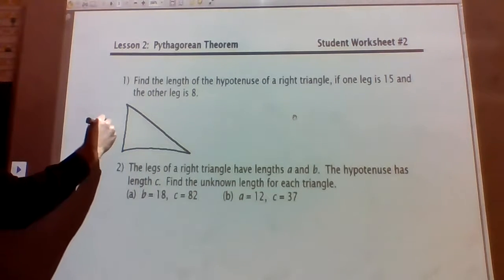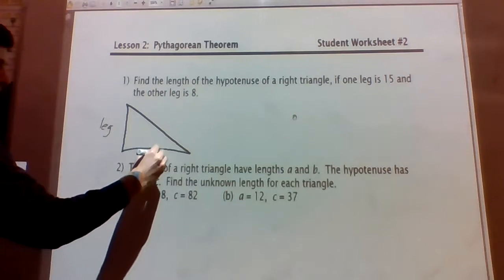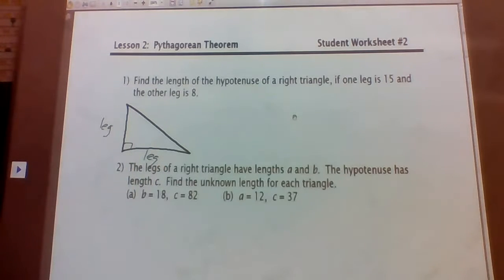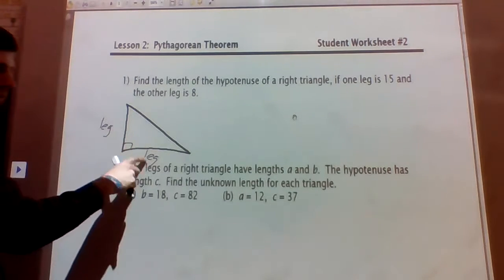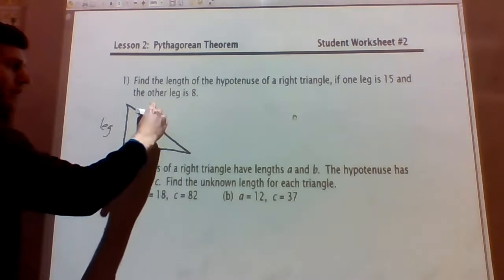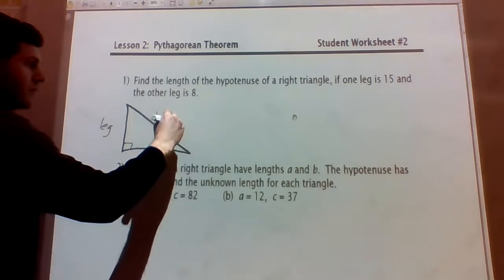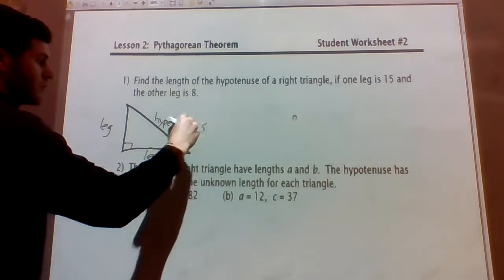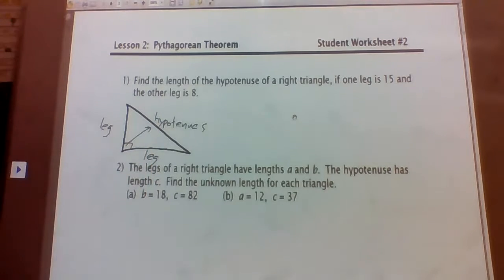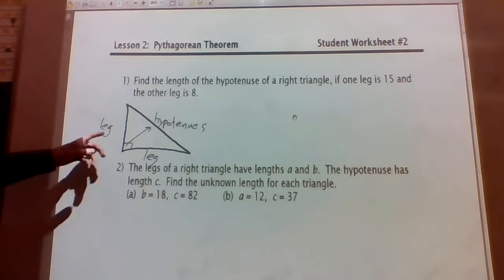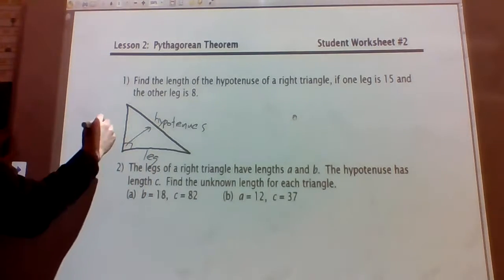We have legs. Okay. So here's our right angle. Right triangle is defined as a triangle that has a right angle. So we have one right angle or a 90-degree angle. The legs are adjacent to the right angle. And then the hypotenuse is across from the right angle. Okay. So the two legs are the adjacent pieces, and this is going to be our A and our B.